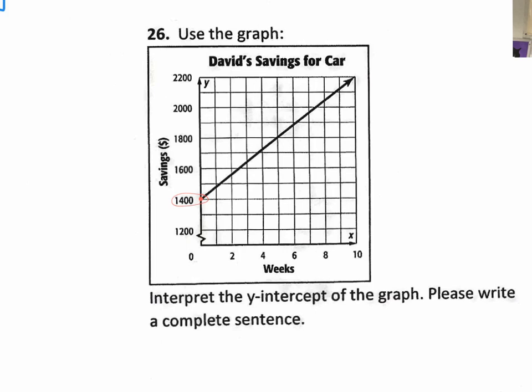Now, there's going to be something like this on the final. They're going to give you a graph. It's not going to be about David saving for a car. It's going to be about a different situation. You got to understand what you're looking at. Maybe it's time, and maybe it's amount of something else. Maybe it's not money. But you guys need to be able to understand what you're looking at and understand what that y-intercept actually means, and be able to identify what the correct sentence is on your multiple choice options.